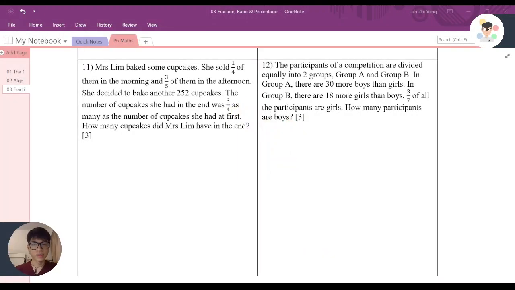Welcome back to Teacher Lab class, and today we will continue to discuss booklet number 3, fraction, ratio, and percentage. And today we'll be discussing page number 9, question number 11.